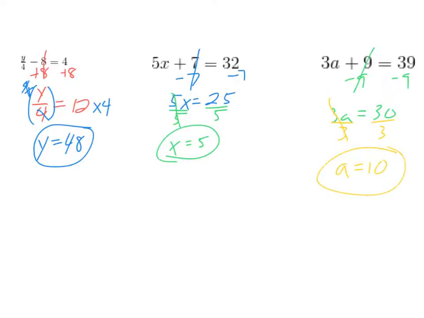So for the first one, you should have added 8 to both sides first and then multiplied both sides by 4, and you get an answer of y is equal to 48. For the one in the middle, you should have subtracted 7 from both sides first, then divided both sides by 5, giving you an answer of x equals 5. For the last one, you should have subtracted 9 from both sides, then divided both sides by 3, giving you an answer of a equals 10.